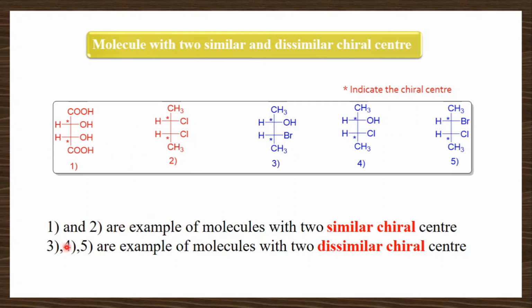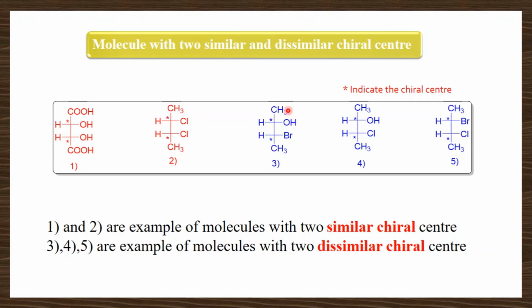And structures 3, 4 and 5 are examples of molecules with two dissimilar chiral centers, because the chiral centers are different, while in the first one both chiral centers are the same. Here this chiral carbon is attached to OH, COH and hydrogen; the same for the other chiral carbon, attached to OH, H and COH. So this is an example of a molecule with two similar chiral centers.